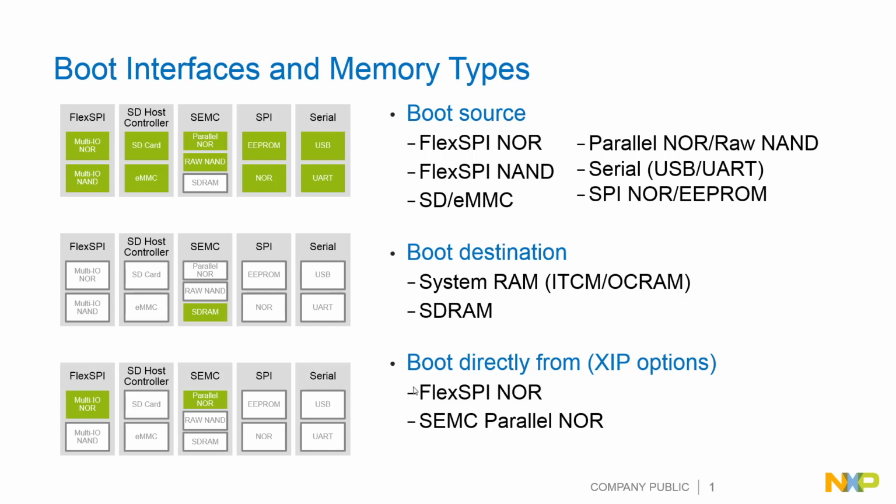For two different interfaces, we support an XIP option, which is execute in place, where the application stays resident within the external memory and is not copied. The two interfaces where XIP is supported are FlexSPI NOR and the SEMC parallel NOR. The FlexSPI NOR is by far the most popular option for RT, so we'll be looking in more detail at what happens for a FlexSPI NOR execute in place boot.